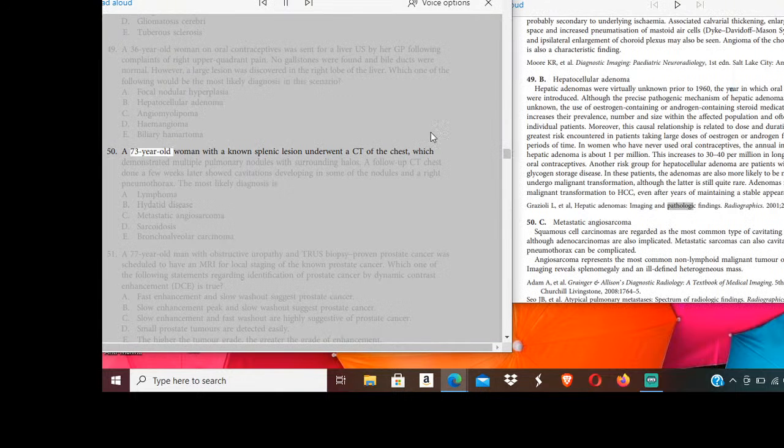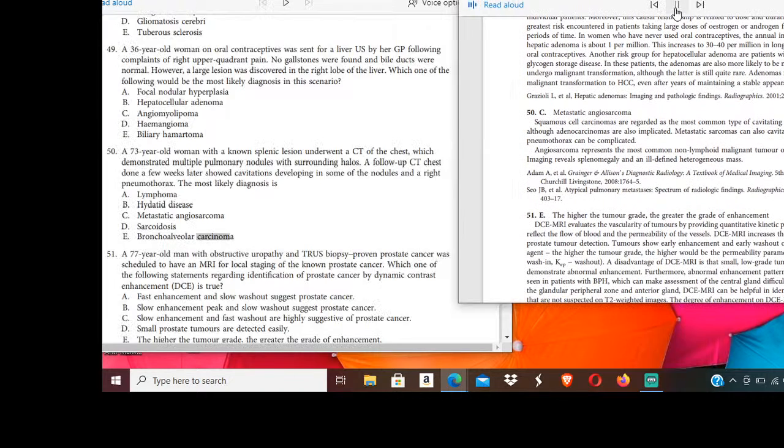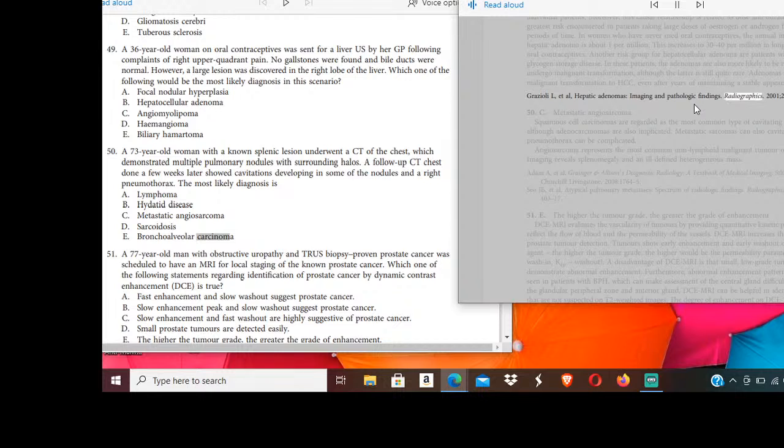50. A 73-year-old woman with a known splenic lesion underwent a CT of the chest, which demonstrated multiple pulmonary nodules with surrounding halos. A follow-up CT chest done a few weeks later showed cavitations developing in some of the nodules and a right pneumothorax. The most likely diagnosis is A. Lymphoma. B. Hydatid disease. C. Metastatic angiosarcoma. D. Sarcoidosis. E. Bronchoalveolar carcinoma. Pathologic findings. Radiographics.